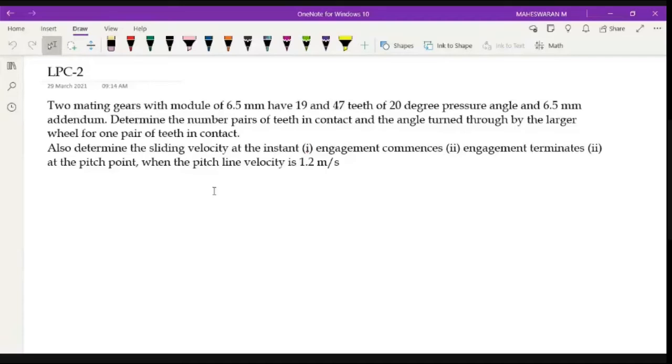Anything which you can't understand in this particular problem? Yes or no? No, sir. Okay, we'll proceed.